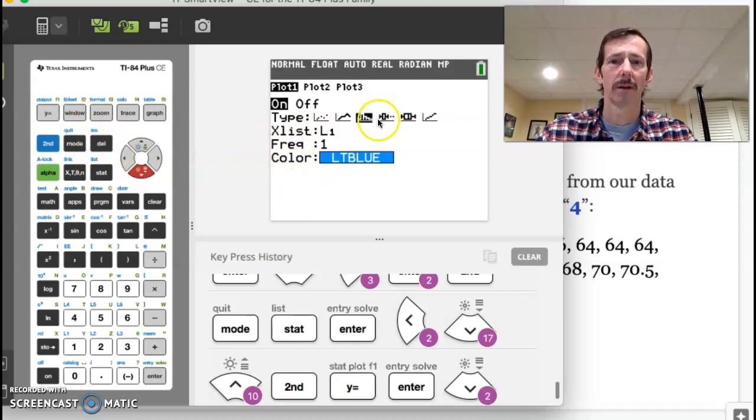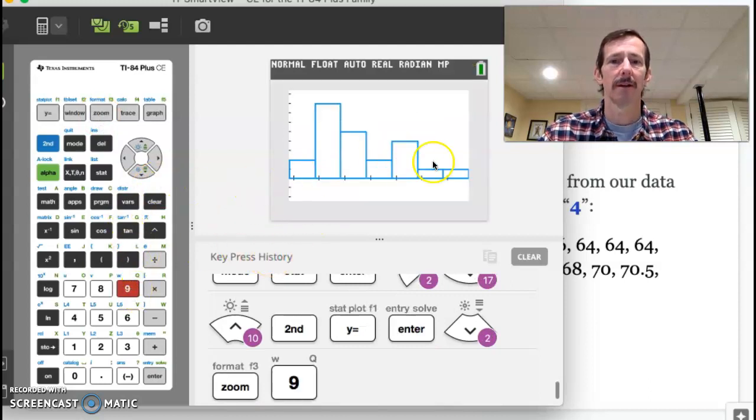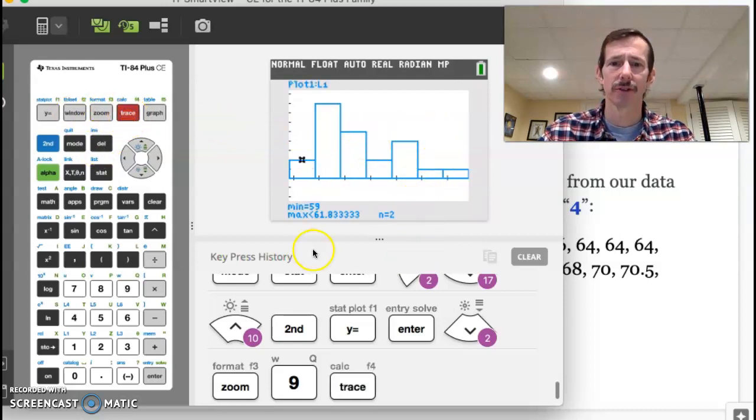Now, when you're ready to go, you should hit zoom, and there's a zoom stat button, so I always hit zoom 9, and there it is. There's my histogram. This is going to be a mess, so if I hit trace, it'll show me that I'm starting at 59 and going up to 61.8333 inches. I do not personally appreciate all those decimals, and officially you should probably write those numbers on the bottom.